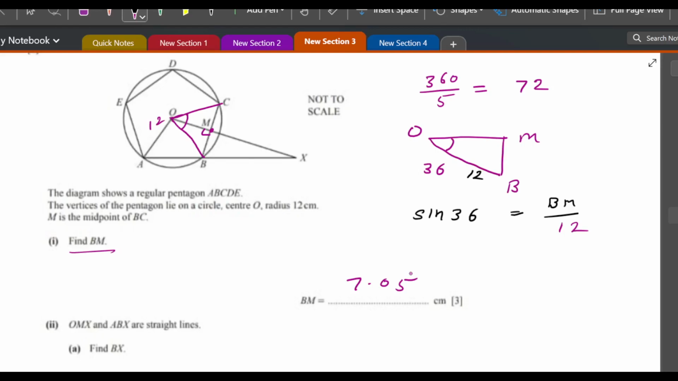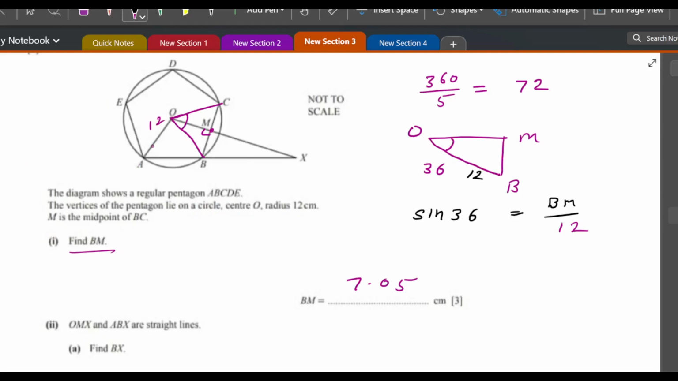Now, OMX is a straight line and ABX is also a straight line. You have to find BX. Okay, then you have to find this length BX. So to find BX, what we can do? We can find AX. Now how will I find AX?